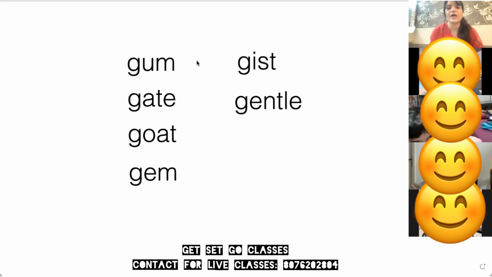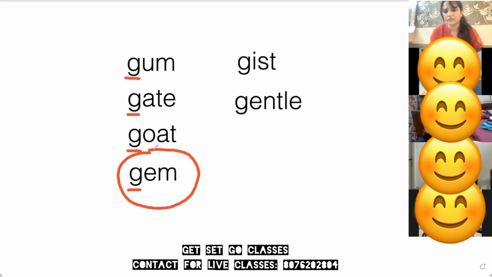Okay. So now let me underline all the G's here and let's see what sound G is making in all these words. The first G says G. All of them have G. Number 3 also says G, G, goat. Number 4, does it say G, G, gem? How do you read this word? G, G, gem or J, J, gem? Gem. Okay, so here the sound is changed, right?